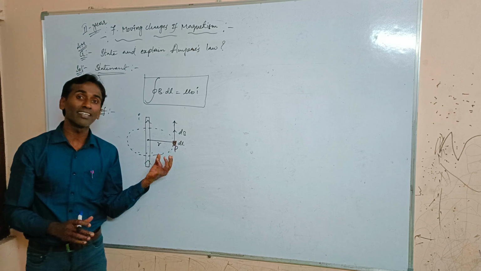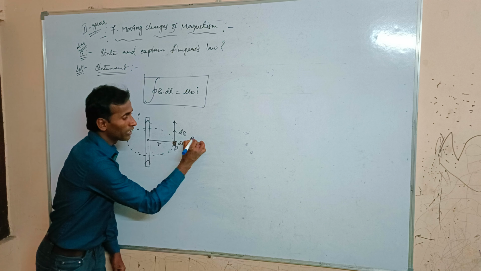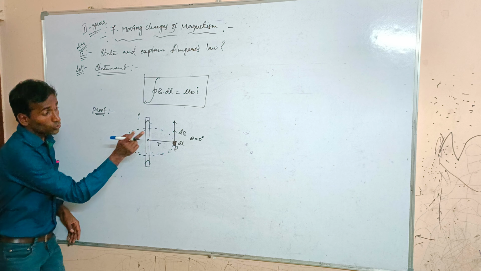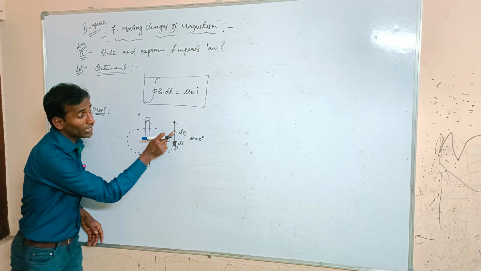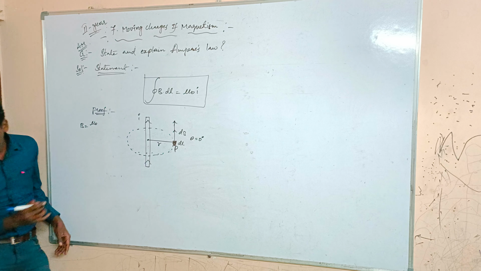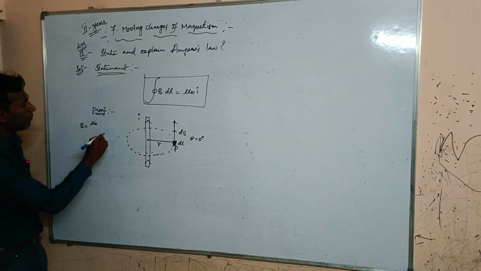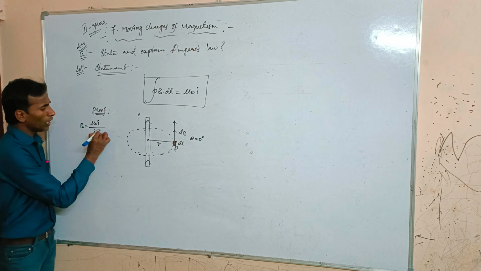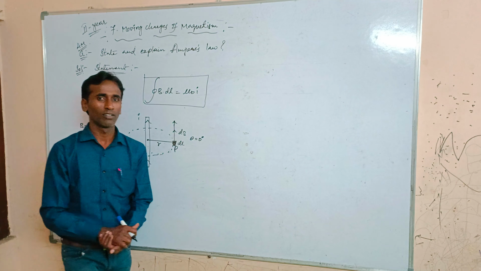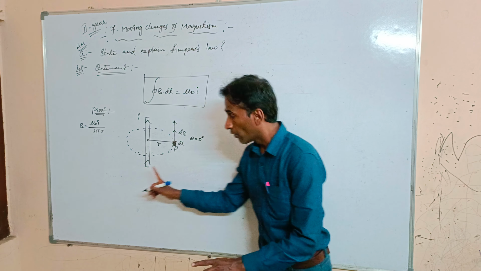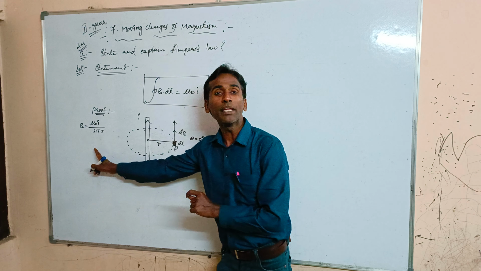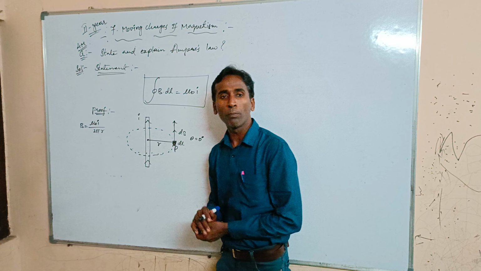The angle made here, theta, is 0 degrees. So at this point P, the magnetic field is B equals mu 0 I by 2 pi r. I think everyone understood. That is the magnetic field produced at the element: B equals mu 0 I by 2 pi r.